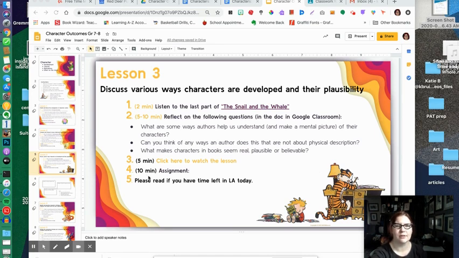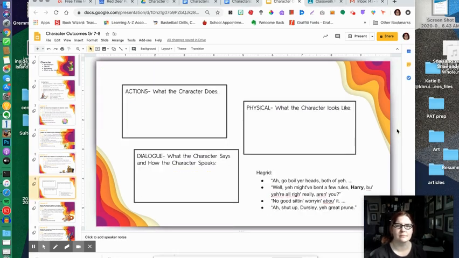So to answer all three of those questions, we're going to take a look at this chart. You can see there's three main ways that authors do this. The first one over to the right-hand side, physical. This is the one that you've probably used a lot yourself when you're writing, especially when you're writing lots of stories in grade 6. You would have taken some time to talk about what they look like, what they're wearing, all that sort of stuff.